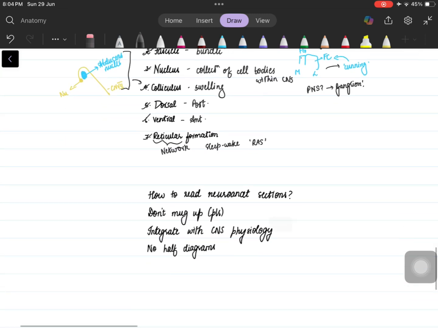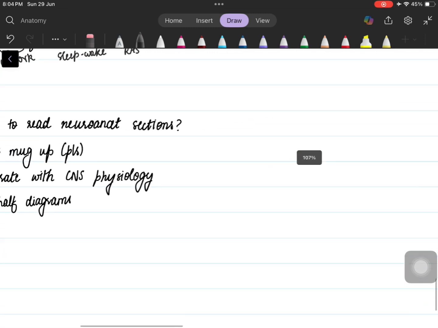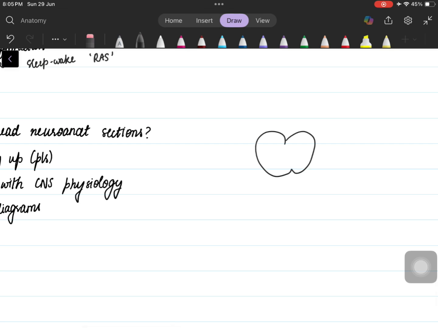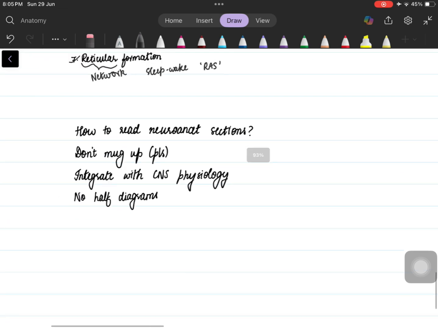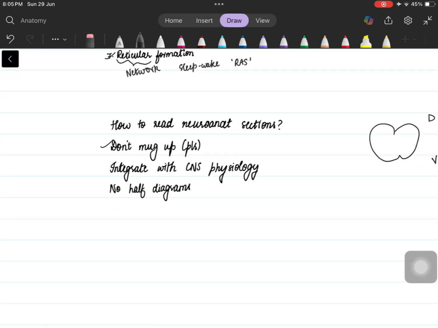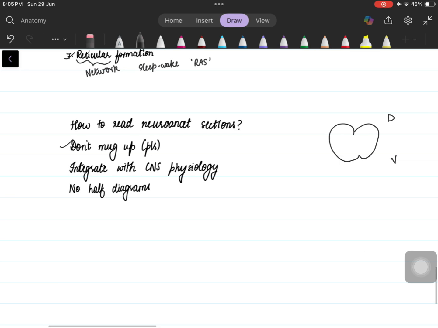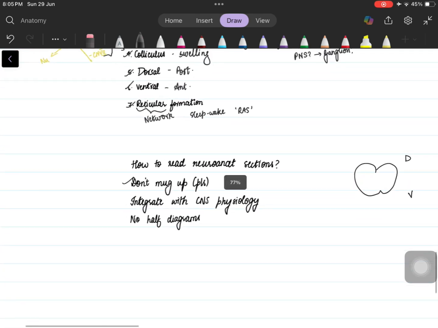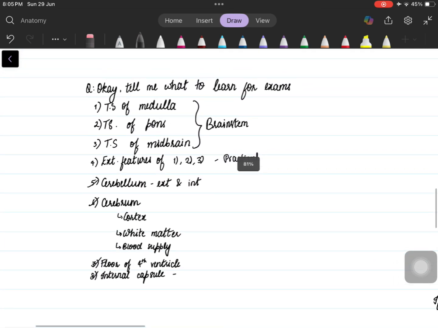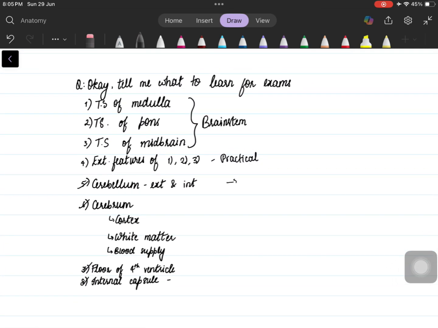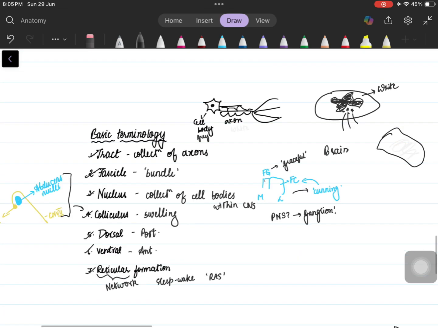Now, how do we read neuroanatomy sections? Like I said, if you have a structure like this, this is ventral, this is dorsal. Okay? Please don't mug it up. Everything has a certain meaning and significance to it. If you try to understand that meaning, you will be able to correlate and remember the diagrams better. And yes, diagrams are important for all of this. Maybe not cerebellum, not so much. You still need the vermis and everything. So all of it is important, diagrams.